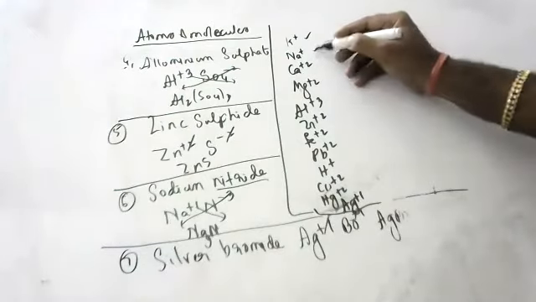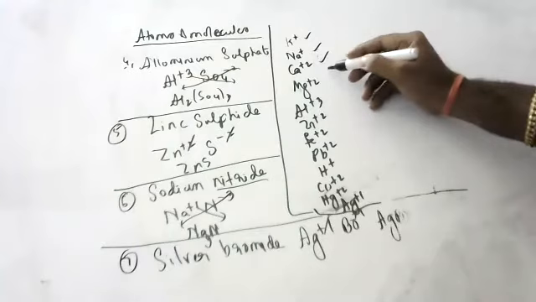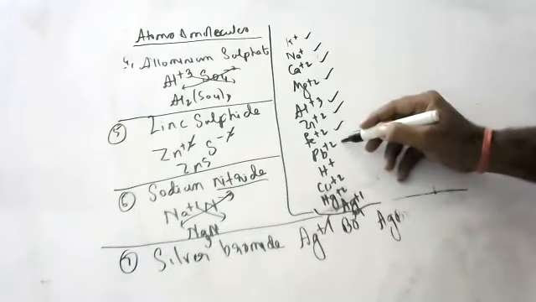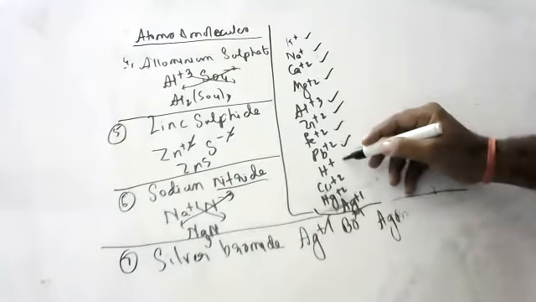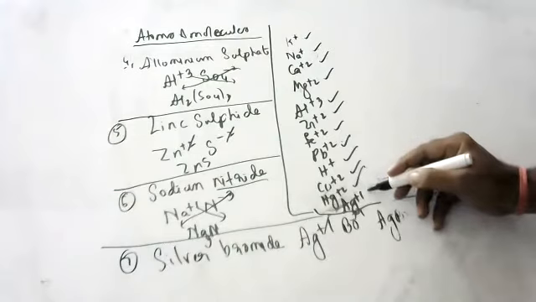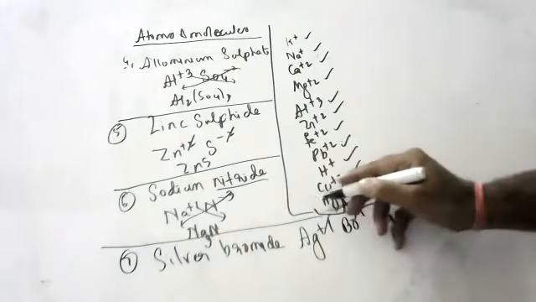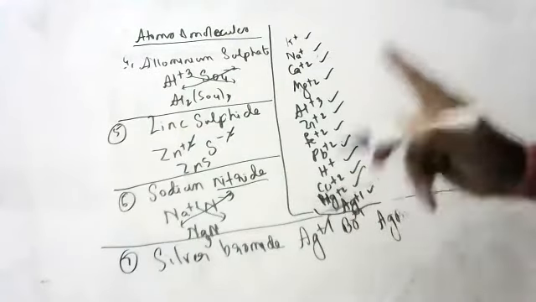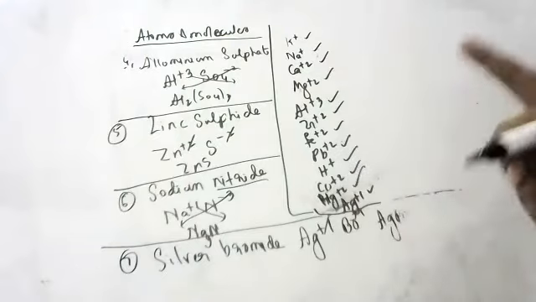Potassium, sodium, calcium, magnesium, aluminium, zinc, iron, lead, hydrogen, copper, mercury, silver. Mercury is Hg2 plus, and silver is Ag plus 1, children. Silver is plus 1.